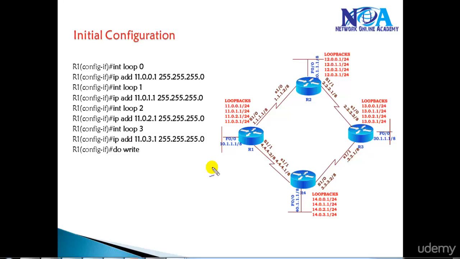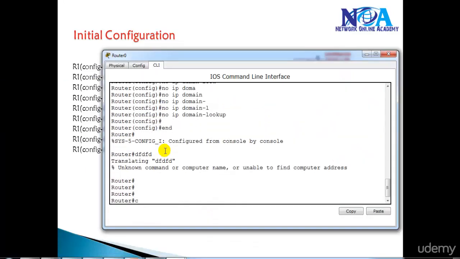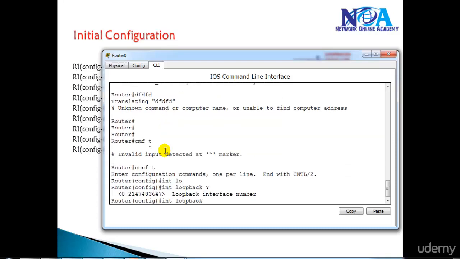And to create the loopback interface, we just need to go to interface loopback 0. The command is very simple. We can simply say interface loopback 0, loopback 1, loopback 2, like that. You can create a very big range of loopbacks. Like I can go to config mode and say interface loopback, and you can see the range of loopback interfaces I can create.